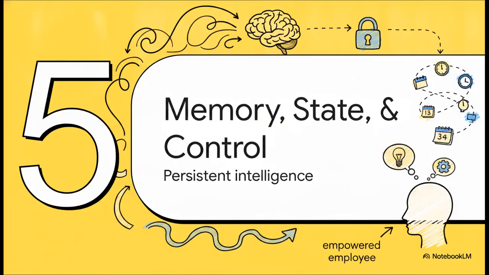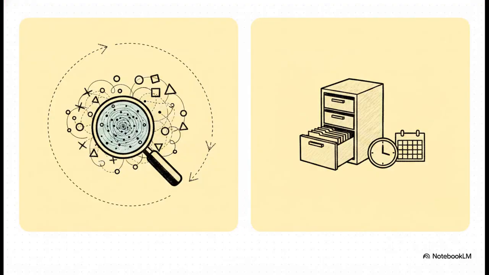Finally, let's explore Section 5, Memory, State, and Control, taking us from stateless execution to persistent intelligence. To make sure your newly empowered employee actually remembers what happened in yesterday's meeting, you have to explicitly choose your memory structure. We're looking at two main approaches here. First is vector memory. This is embedding-based semantic retrieval, ideal for fuzzy searches and grasping concepts, like remembering the general vibe or meaning of past conversations.